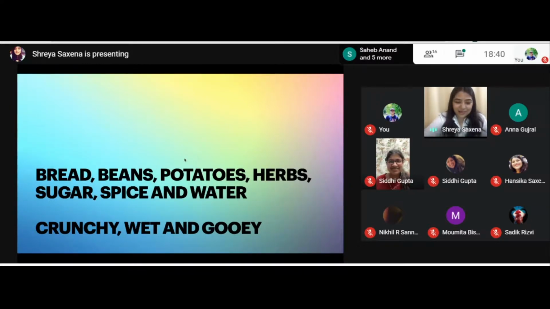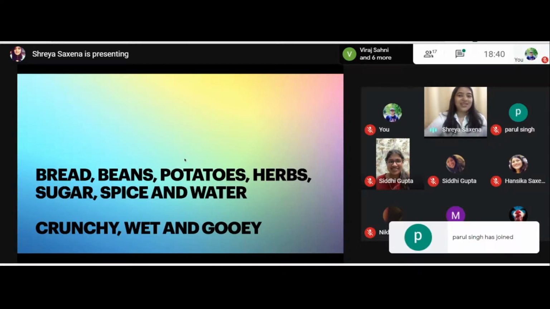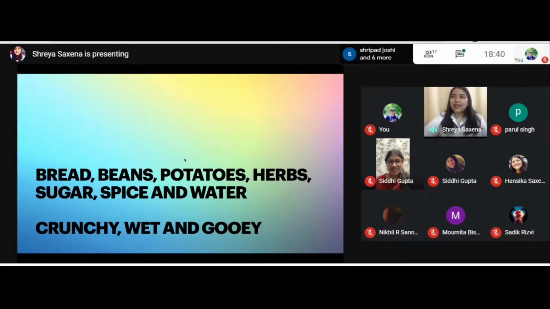What dish is this? I can tell you that this dish is very crunchy. It is slightly wet, obviously, because you have water over there, and it's gooey. Gooey is like it's not as hard as ice, neither is it as soft as cream. It's somewhere in the middle. It's crunchy, wet, and gooey. Any ideas? I'll give you 60 seconds to think about what dish I'm talking about.